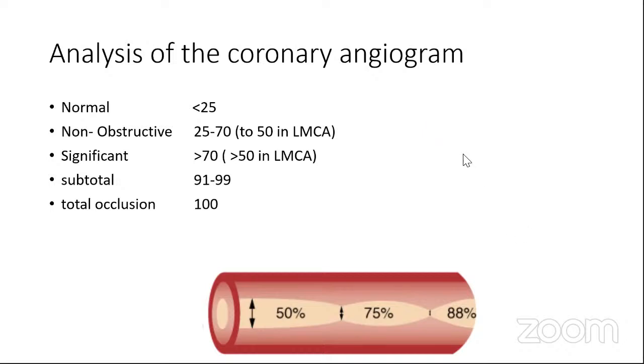Analysis of the angiogram is judging the degree of the stenosis. So a normal artery or normal vessel is less than 25% stenosis. Non-obstructive coronary artery disease is when we have less than 70% in all vessels except the left main, and the left main is supposed to be less than 50. Anything above this is considered a significant lesion, above 70, and above 50 in the left main. Subtotal is 91 to 99%, and coronary total occlusion is when there is 100% stenosis.